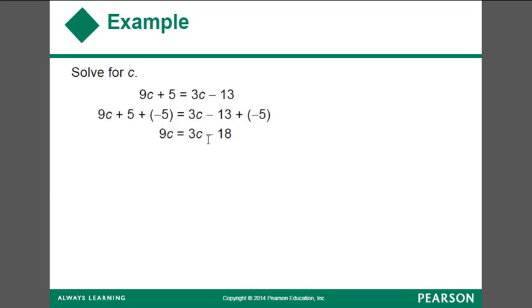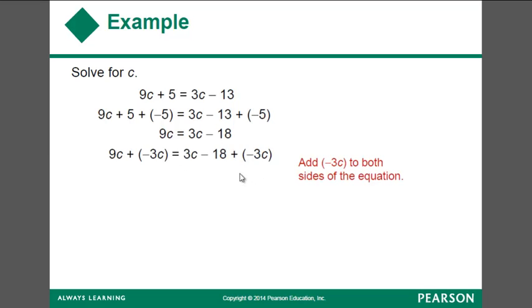I still have c's on both sides, so I need to move the 3c to the other side by adding a negative 3c to both sides, which I have done here. I've added a negative 3c to both sides of the equal signs. When I do, 9c plus a negative 3c will leave me with 6c. On the right-hand side, the 3c's will cancel out, leaving me with a negative 18. 6 times c equals a negative 18.